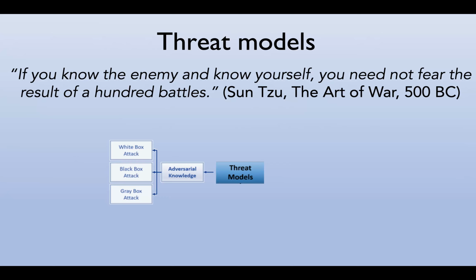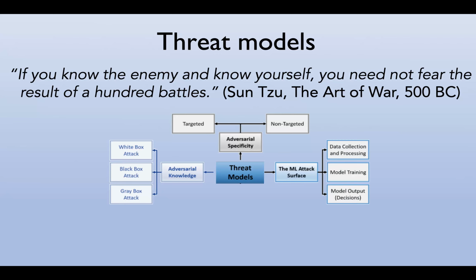So with adversarial knowledge, you may assume a white box attack, a black box attack, or somewhere in between, in which you have some information but not all of the information. You may also be specifying the adversary's specificity, whether the adversary is interested in getting a targeted misclassification or just a random misclassification. And also, what is the ML attack surface? How is the data being collected and processed? What is the model? What are the decisions? What does the adversary know about these things?